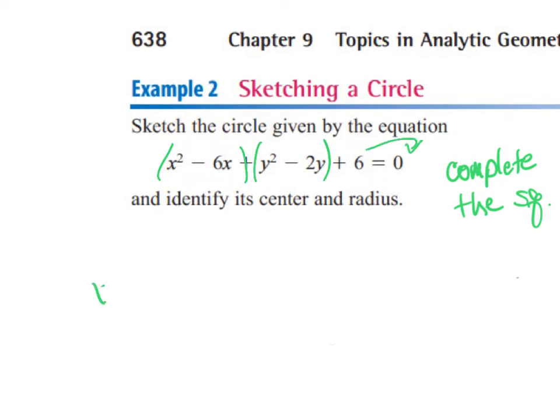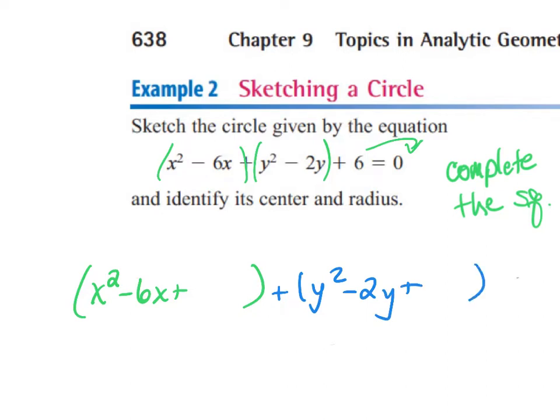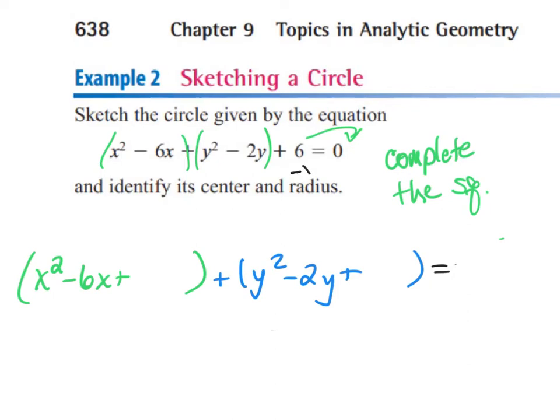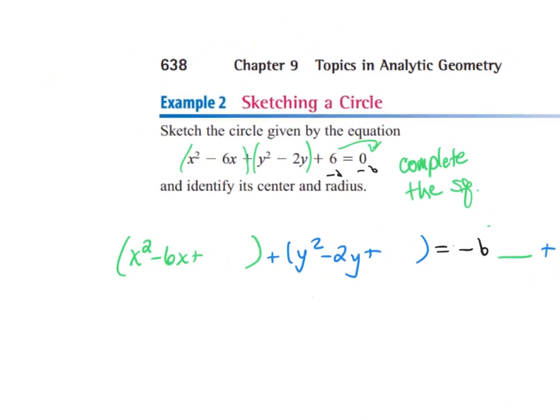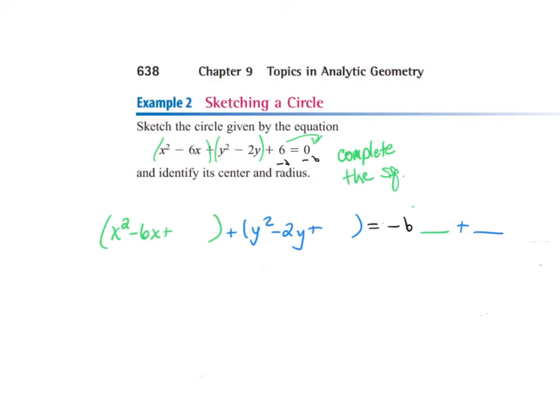So the first thing I'm going to say is, okay, x squared minus 6x plus, and then I'm going to leave a space. Then I'll change colors. So I'll go plus y squared minus 2y plus space equals. When I move that positive 6 over, I'm going to subtract 6 from both sides, so I have negative 6. And then I'm going to put these two little lines here, and you'll see why in just one second. When we complete the square, you're solving an equation. So what you do to the left-hand side, you have to do to the right-hand side.